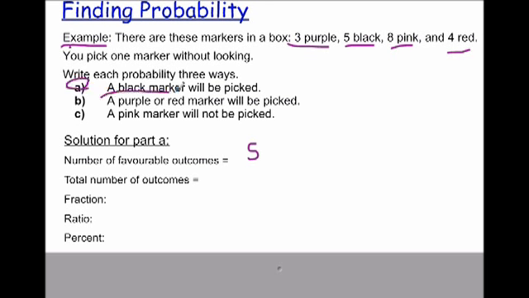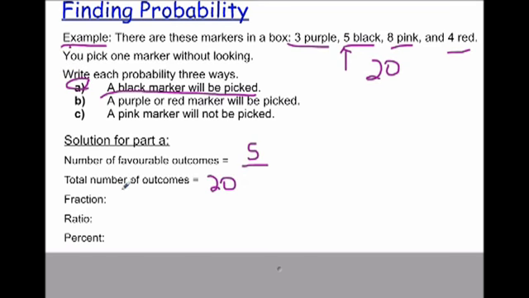And we already have for you identified the number of favorable outcomes. There are 5 black markers. This is what we want. What are the total number of outcomes? Well, we add up all of the markers that are in the box. There's 3 purple, 5 black, 8 pink, 4 red. In total, this represents 20 markers. So our total number of outcomes is 20.